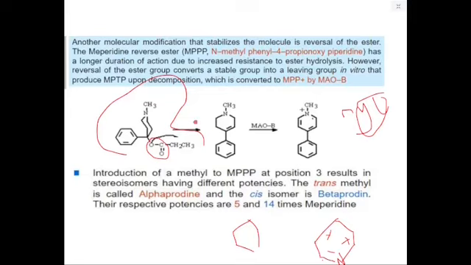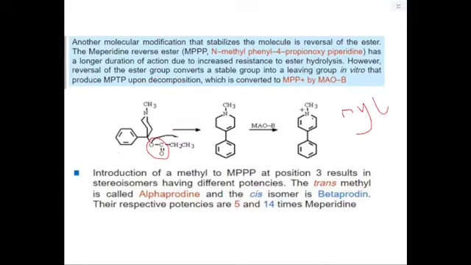The reverse ester is more stable because of the structure. It's more stable to ester hydrolysis, but it can easily be converted to MPP plus. The plus means because of the protonation, and once that happens, that is in vitro. But in case it does happen in vivo, that compound has been said to be actually carcinogenic. That is important. Now after that, we are saying introduction of a methyl to this compound here, which of course let us give its short name MPPP.